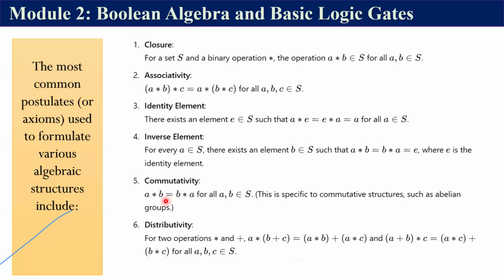Okay. If this equation holds for any of the binary operators or any of the Boolean expressions you have, for all values of A and B, then what we're saying is that such a relationship holds for the commutative law. Okay. Then the last one is the distributive law.